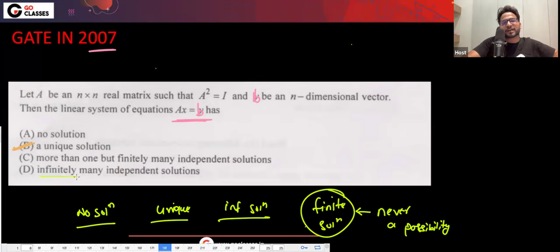Option D is saying infinitely many independent solutions. It is also never possible. If there are infinitely many solutions, then obviously they have to be dependent. You cannot have them independent, because then you would need R infinity, and there is nothing called R infinity. Infinitely many independent vectors is possible only in R infinity.